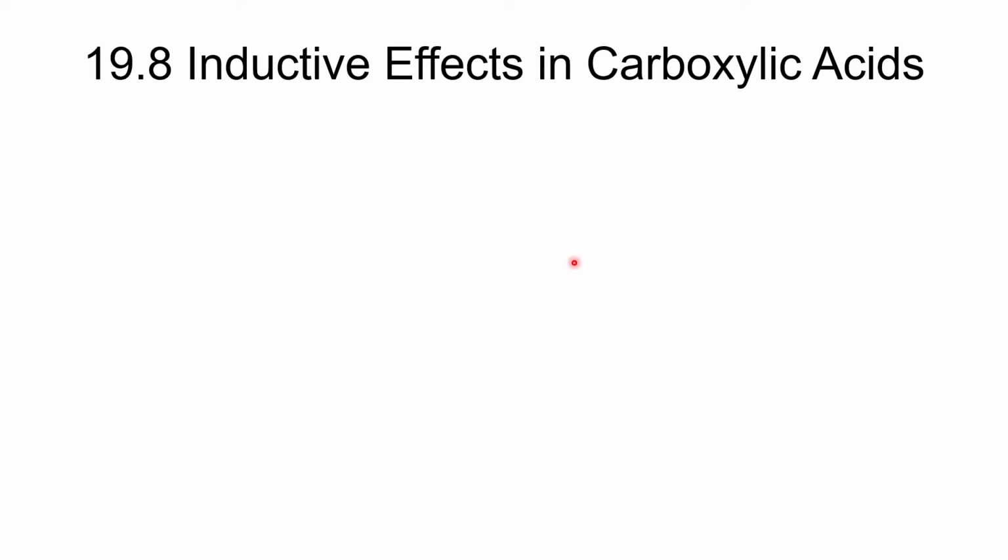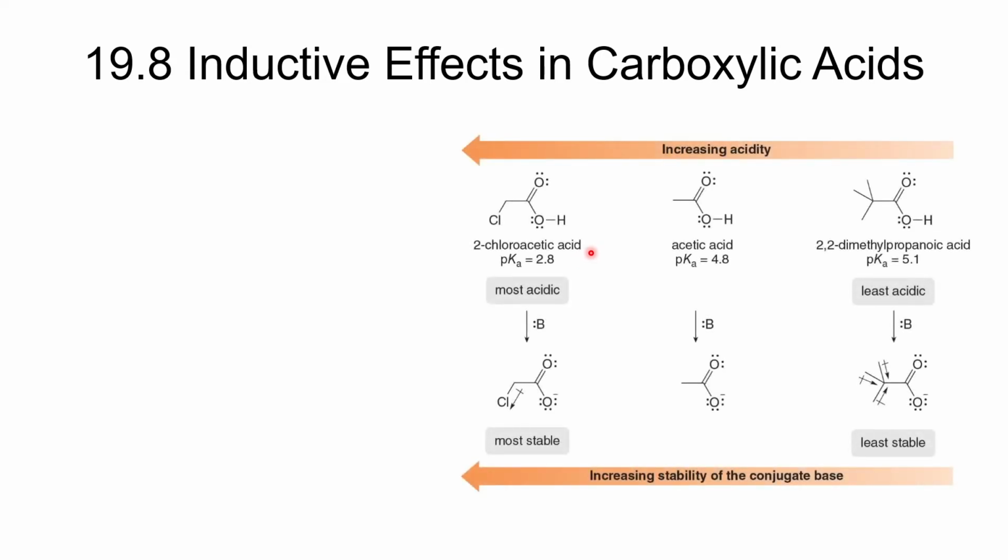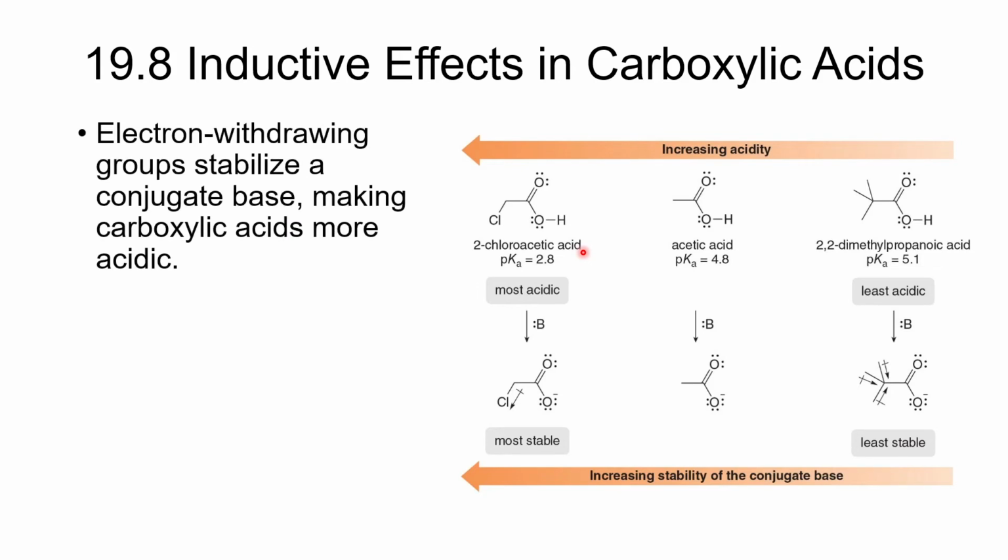So now we want to look at something that we call an inductive effect. And the inductive effect is what happens when we put electron withdrawing or electron donating groups onto a known acid. So we're going to start here with acetic acid. We know that the pKa of acetic acid is 4.8. So it is a moderately acidic carboxylic acid. So a pKa of 4.8.